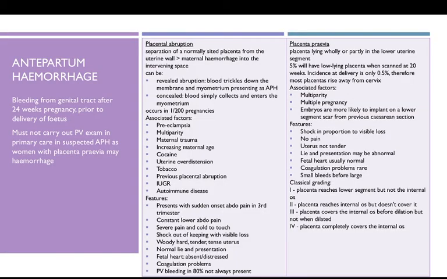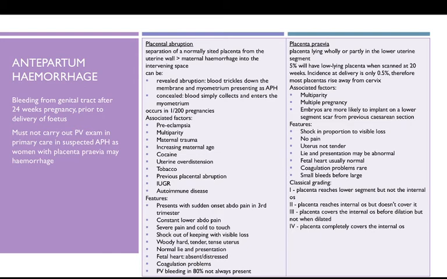Okay. The next thing we're going to speak about is antepartum hemorrhage. Antepartum hemorrhage is any bleeding from the genital tract after 24 weeks of pregnancy, to just before delivery of the fetus. If a woman presents, say in primary care, with bleeding after 24 weeks of pregnancy, it's really important that you don't carry out a vaginal examination, because if it turns out that they have placenta previa, this may trigger hemorrhage, so an increase in bleeding.